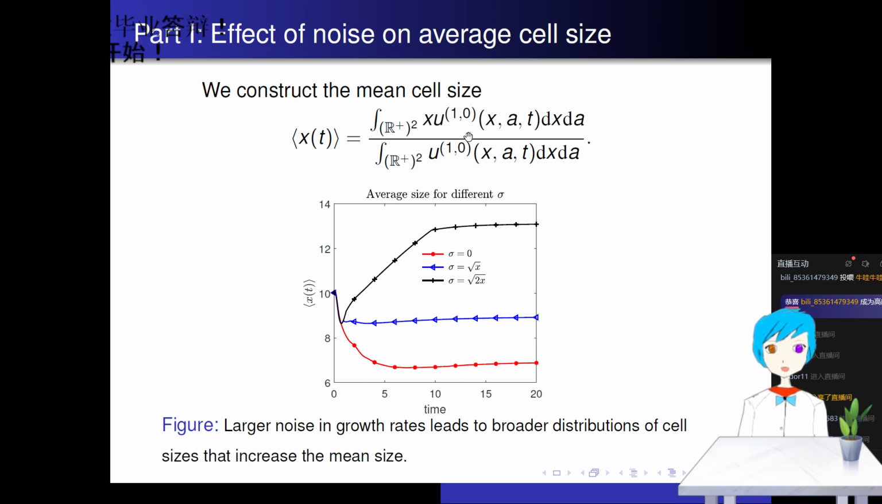We construct the mean cell size, and we observed that the larger the randomness in the growth rate is, the larger the mean size is. Larger noise in growth rates leads to broader distributions of cell sizes that increase the mean size, which means that we can have very large cells, and those large cells will grow faster, and the mean size will then be larger. So the fluctuation in the cell's growth rate can play a very important role in the cell population pattern.